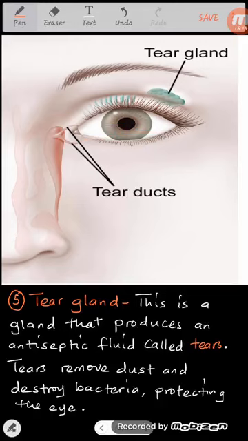So these are the things that you must understand when you are studying your sense organs. So this is the end of the eye. Study these things carefully in case the Examination Council of Zambia brings these things in our exams this year.